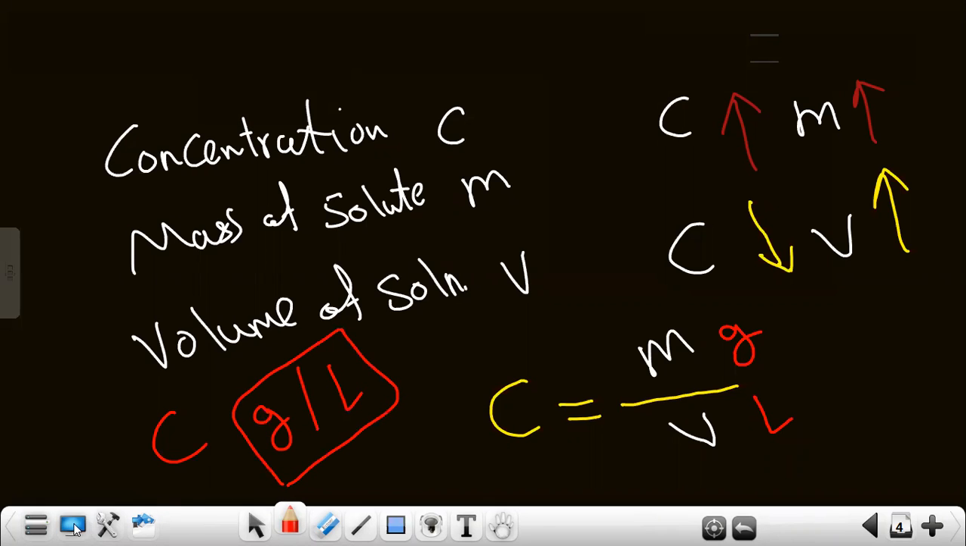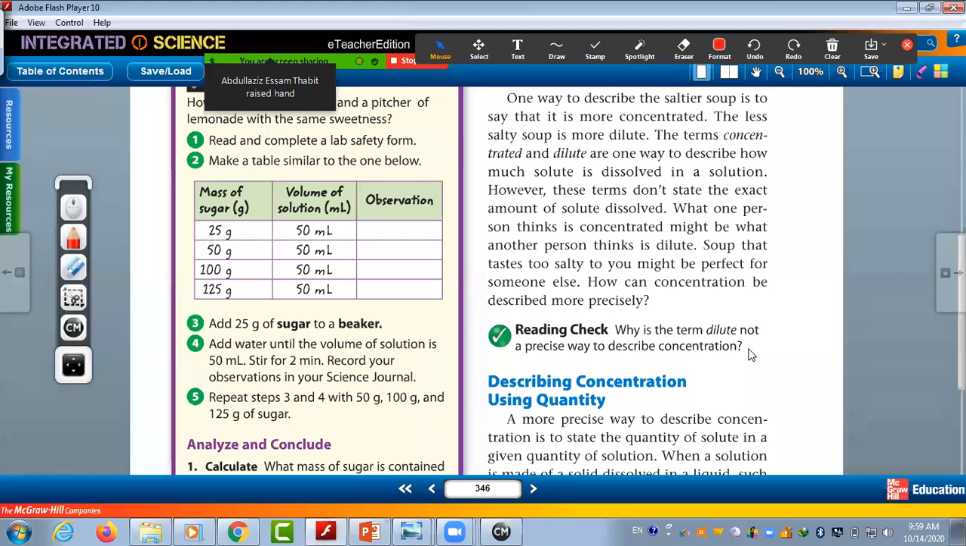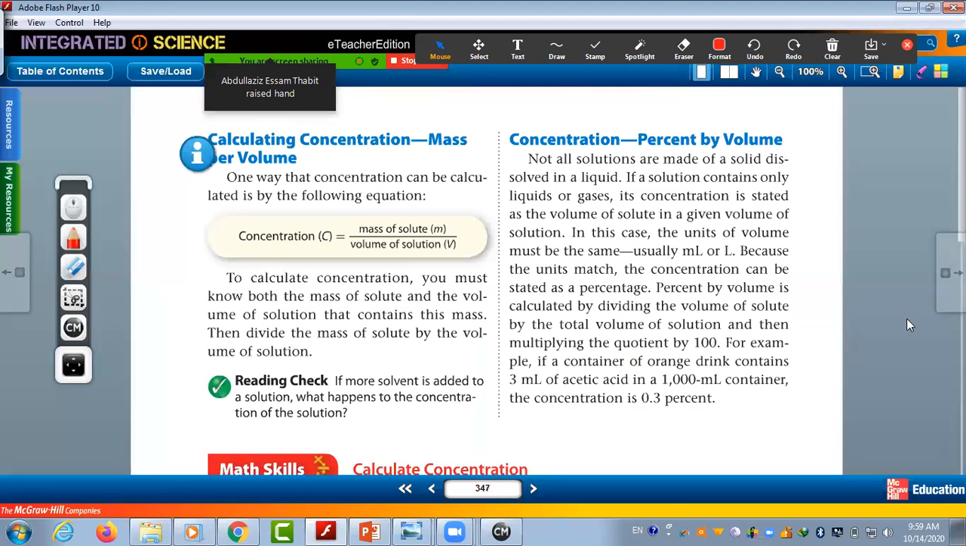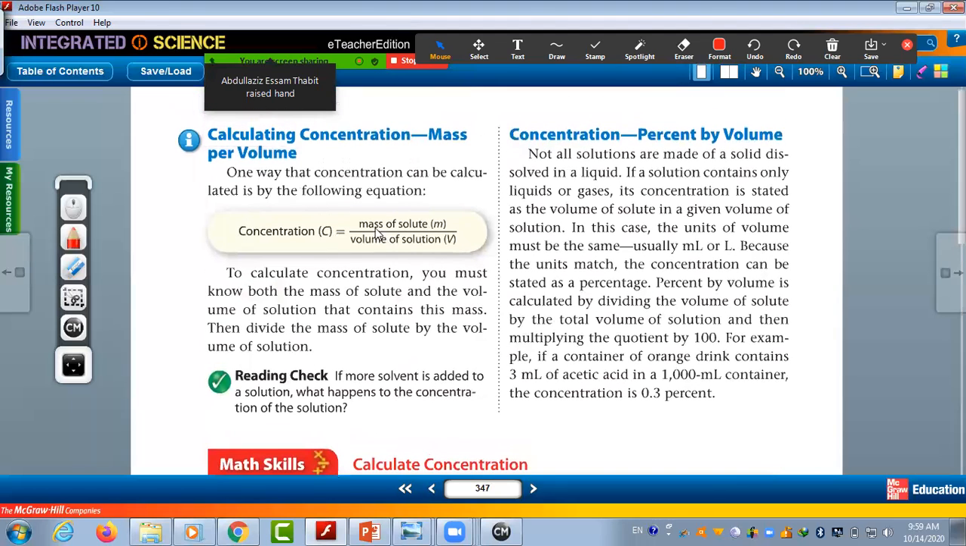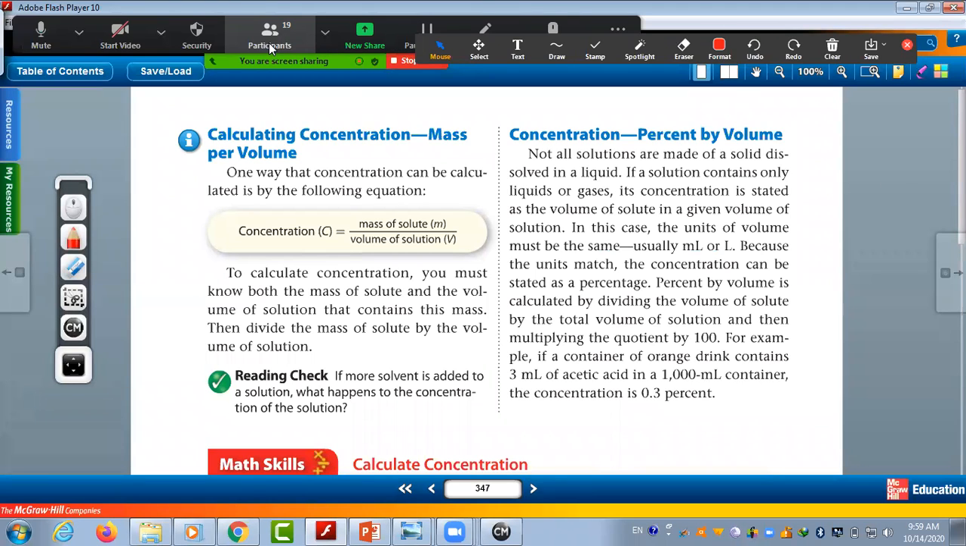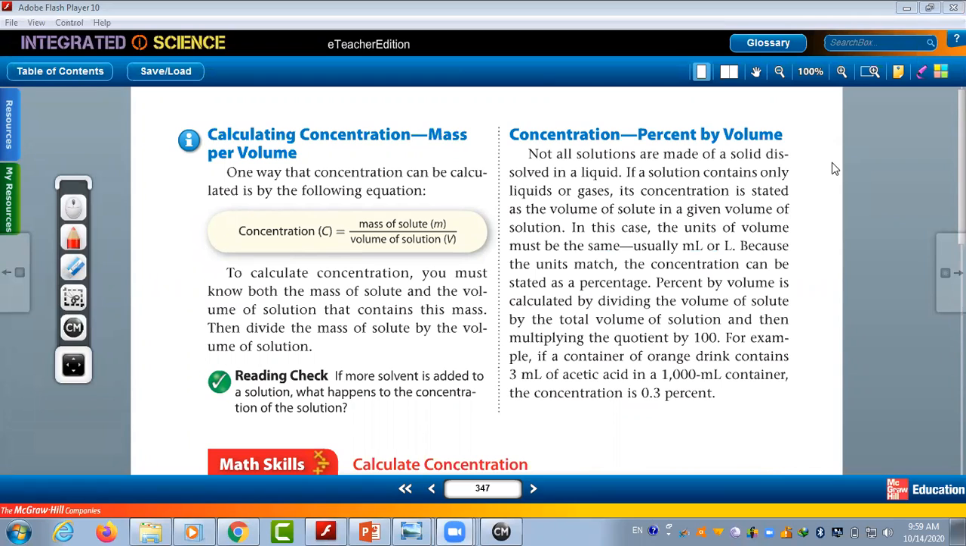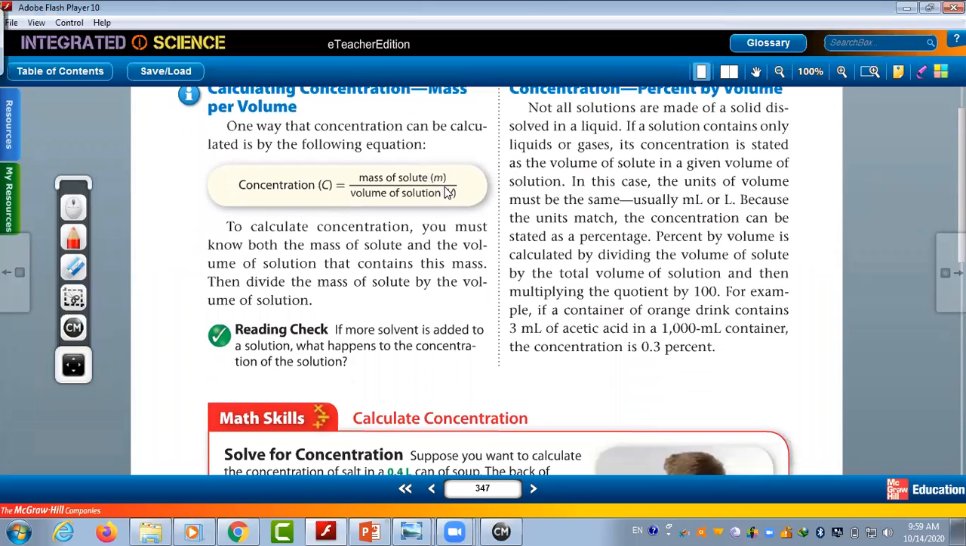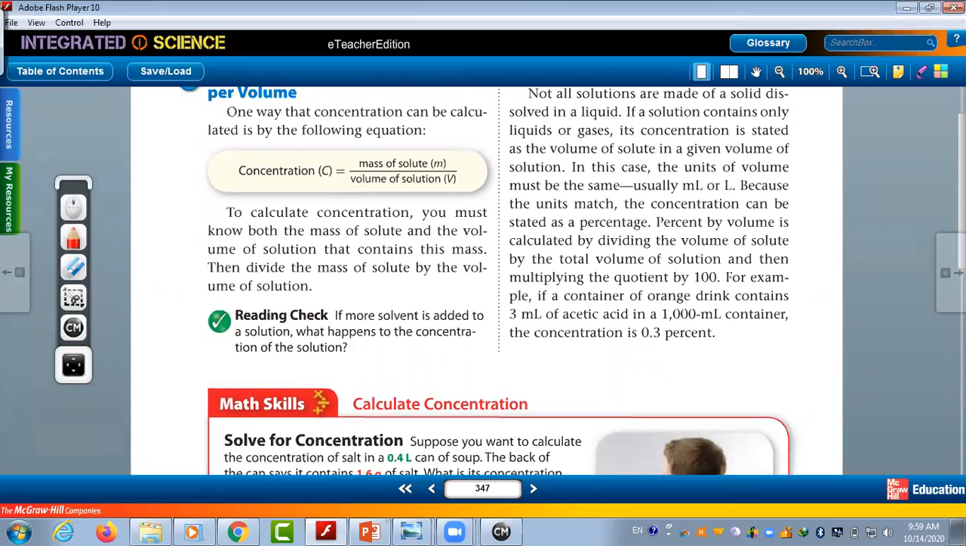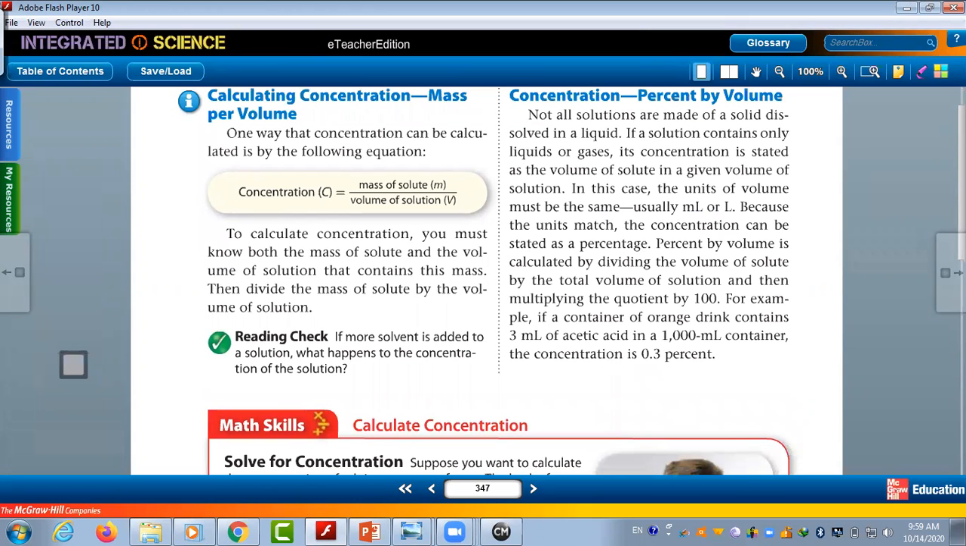Okay, now everyone open your book. We will go to this page. So as was said, concentration can be calculated: C equals M over V, mass over volume. Mamdouh said the measuring unit of mass is gram and the measuring unit of volume is liter. So concentration is measured in gram per liter.